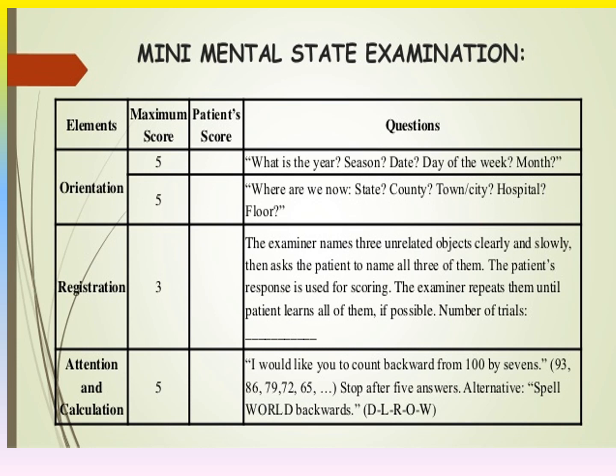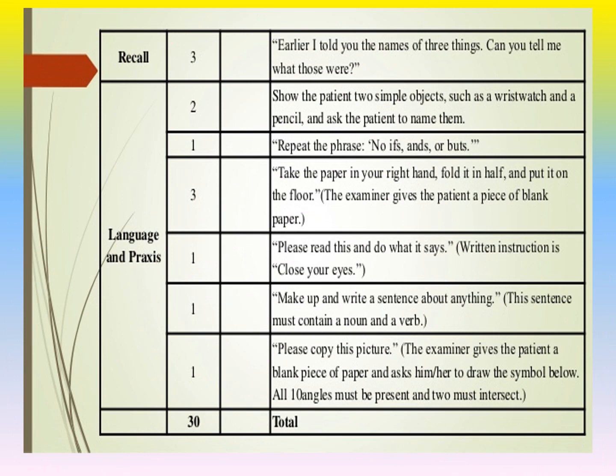And the attention and calculation, the maximum score is 5, and so you can make the patient count backwards from 100, or even the alphabet from Z backwards. And the recall for three objects named earlier. We can show the patient two simple objects such as a wristwatch and a pencil, and we can ask them to name them. And we can also ask the patient to repeat the phrase.